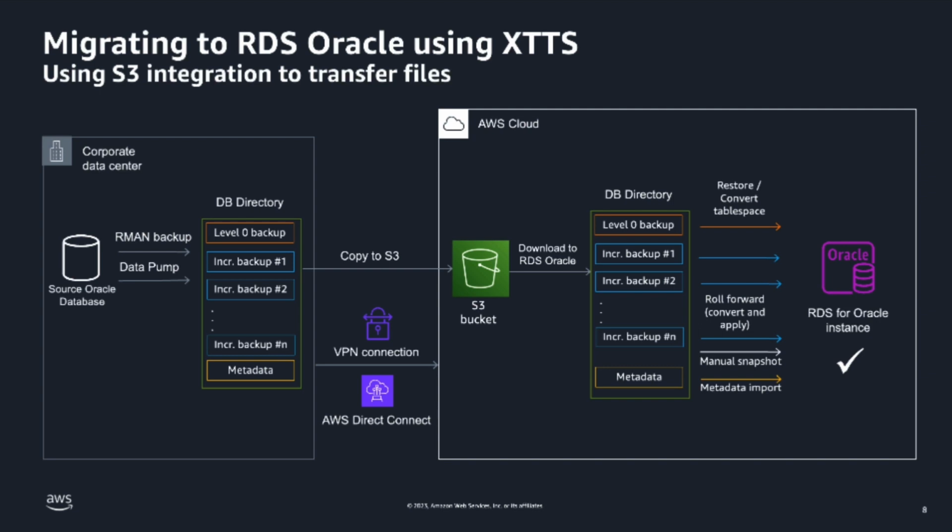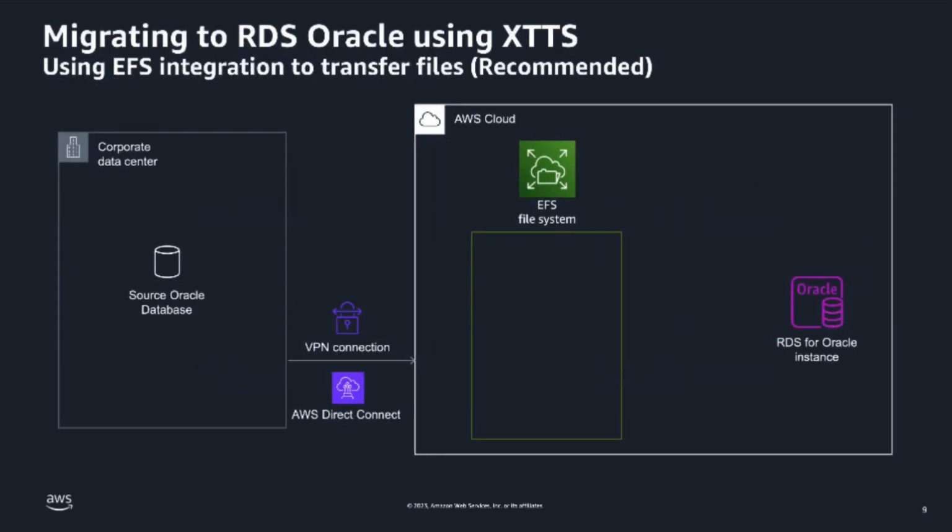As you can see, transfer of files using S3 involves copying of backups and metadata dump to an S3 bucket from source, and then on target RDS Oracle, those files need to be copied from S3 to the database directory object on RDS Oracle. EFS, Elastic File System, is a recommended option for file transfers, as for S3, you have to copy files to S3 and then download from S3 to the directory object in RDS Oracle. Also, space allocated for these backup files and metadata dump on RDS Oracle will count against the space allocated for your RDS Oracle instance. So if you have large tablespaces to migrate, you will have to allocate more space to RDS Oracle to accommodate these.